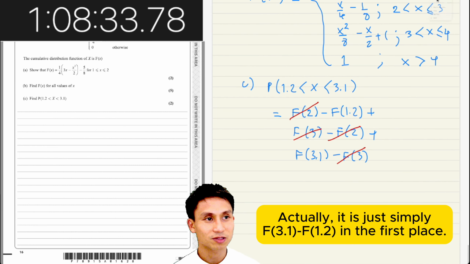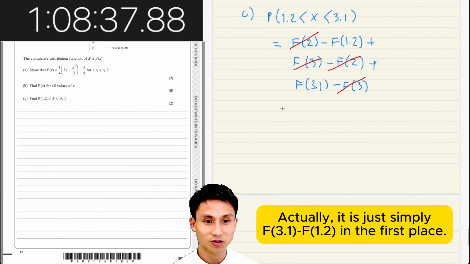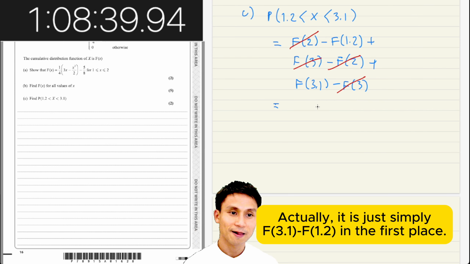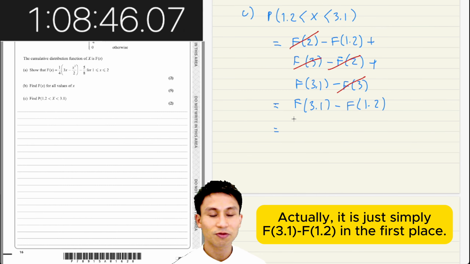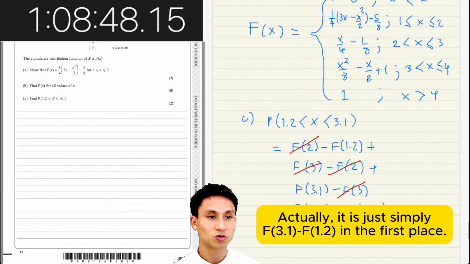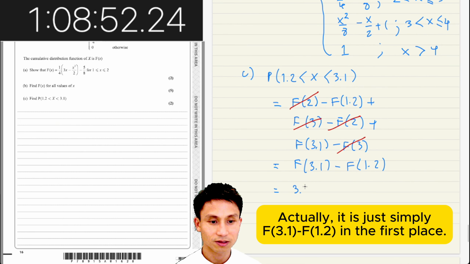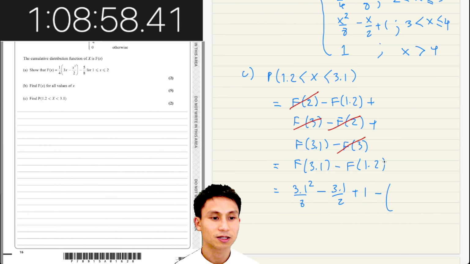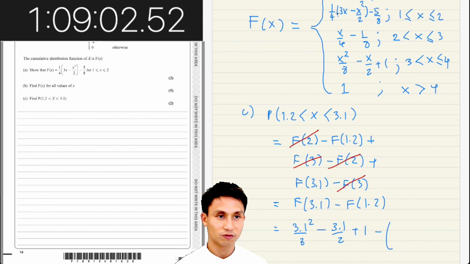You got to take some observation. I mean, I didn't anticipate this, but I just observed, so I see that I can simplify. So in totality, it's just f 3.1 minus f 1.2. And f 3.1, you just have to substitute to this one here. Yeah, to the last equation. Okay. And minus the one substituting by x equals 1 over 2.